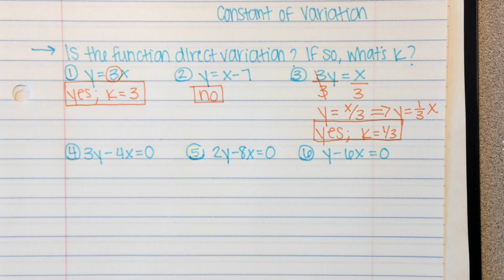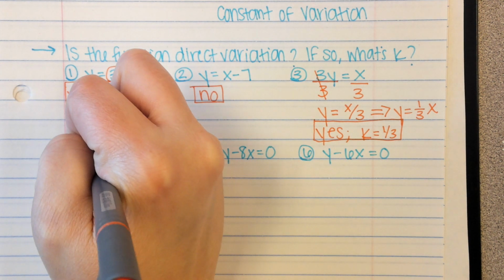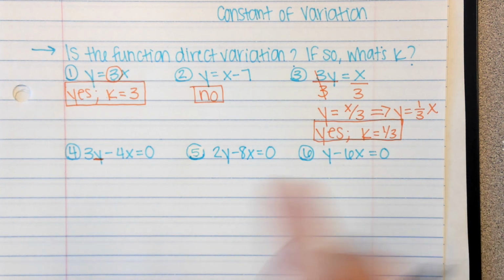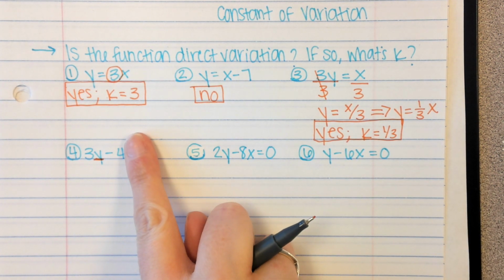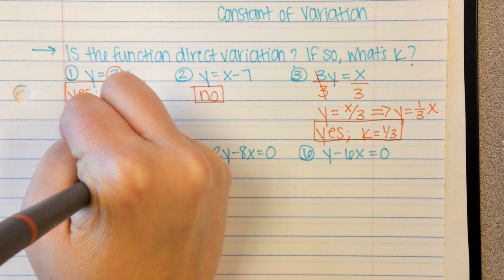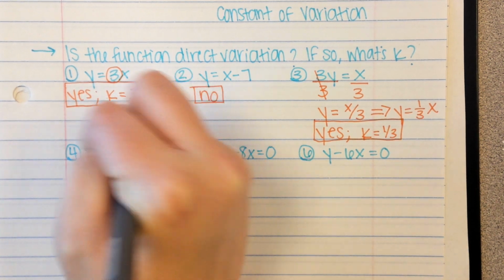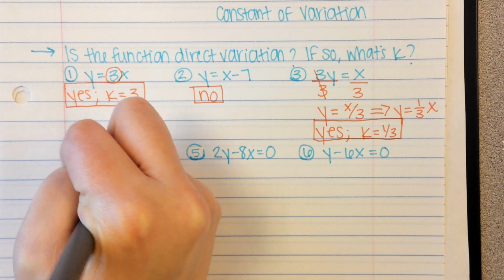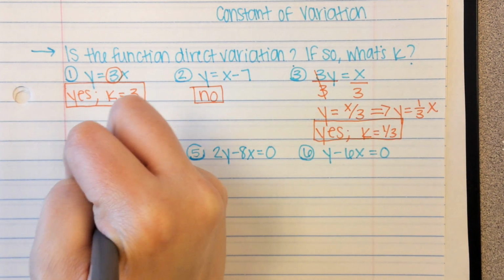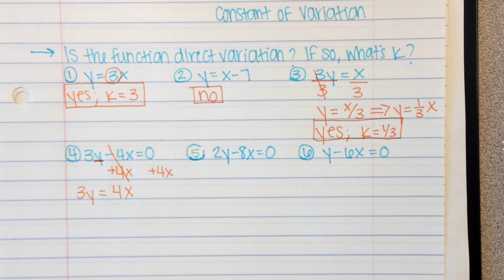Our next 3 examples are a little bit different because y isn't by itself. So we're going to have to rewrite these equations and then decide if it's direct variation or not. So I'm going to work out number 4 with you. All right, so we want to get y all by itself. So if we were solving this just as a regular 2-step, if the x was gone, what would we do first? We would add 4. So we're going to do the same, but we're just going to tag the x along. So we have 3y equals, now 0 plus 4x is just 4x, right?